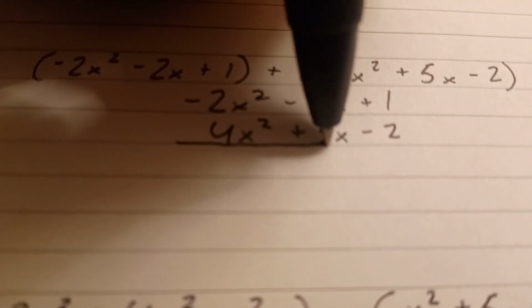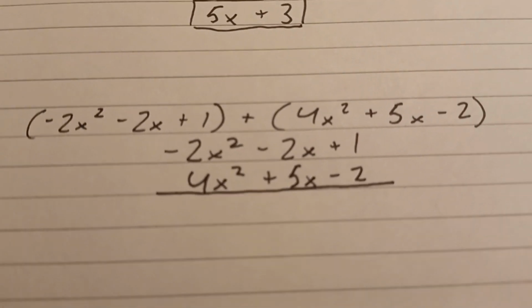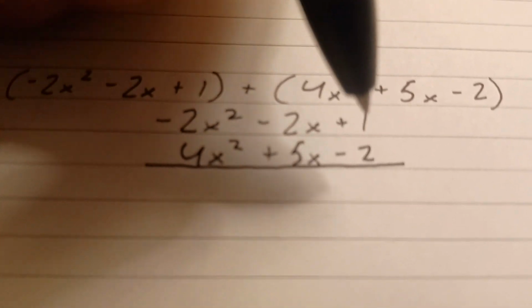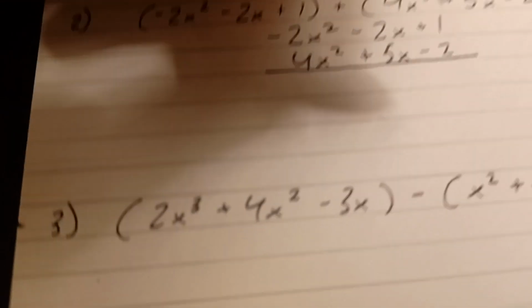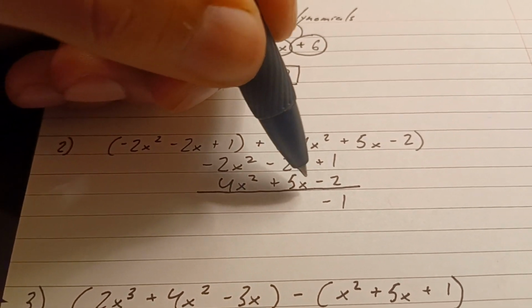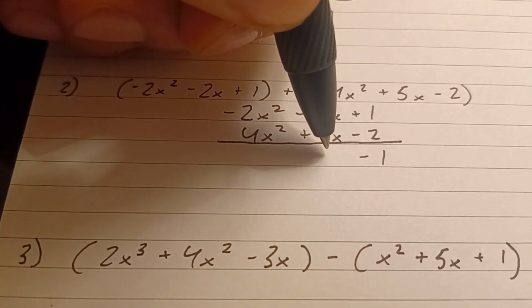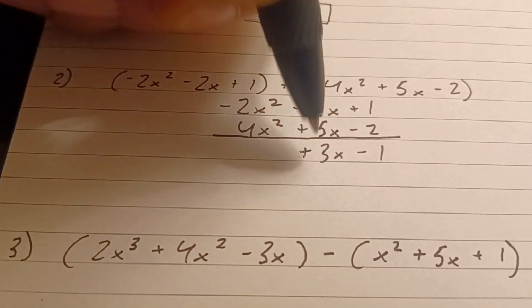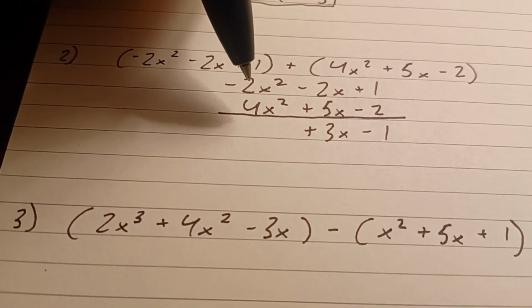And now we can combine like terms just how we did here. So we have a positive 1 and a negative 2. You combine those together, we're going to have a negative 1. Negative 2x and positive 5x, combine those together, you're going to have positive 3x. You have a negative 2x squared and the positive 4x squared.